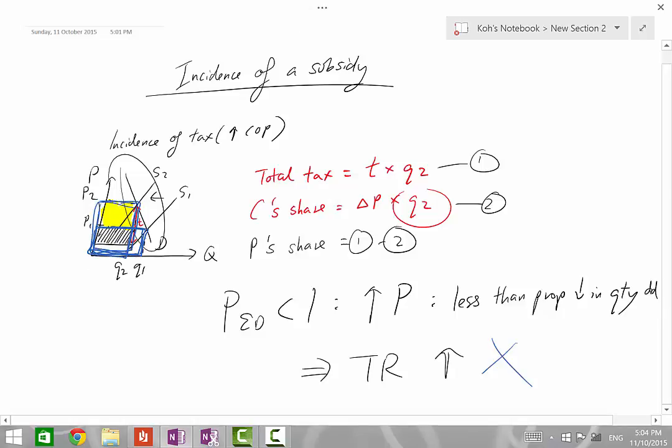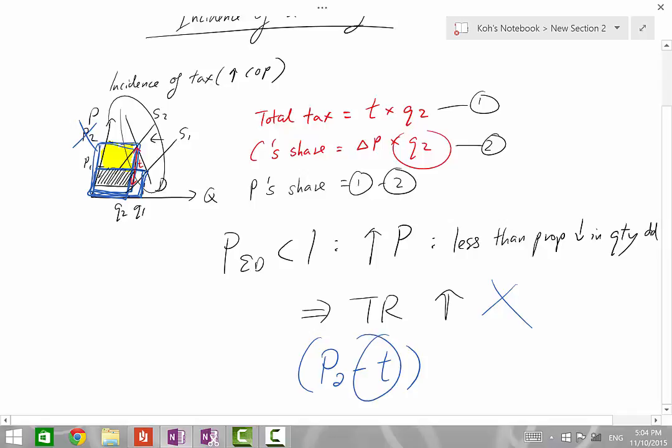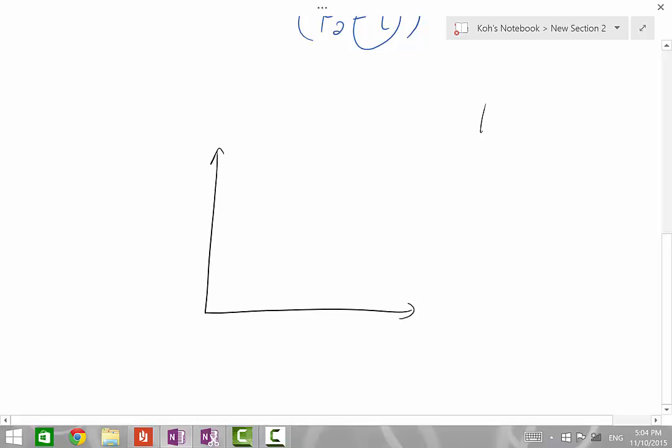This conclusion is wrong, because the effective price that producers get is not P2. Producers effectively get P2 minus T. Because let's not forget, after they collect the revenue from the consumers, they have to surrender a tax amount per unit sold to the government. So what they get is P2 minus T. That means with a tax, both producers and consumers will suffer. Okay? Great. So if you are clear on that, let's look at the incidence of a subsidy.